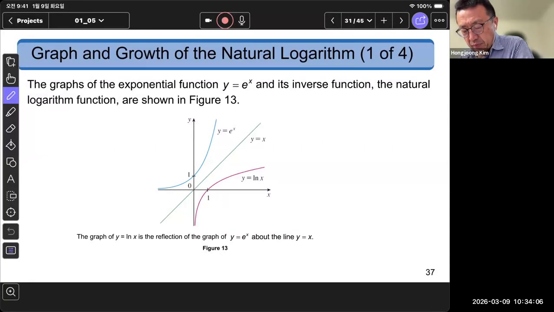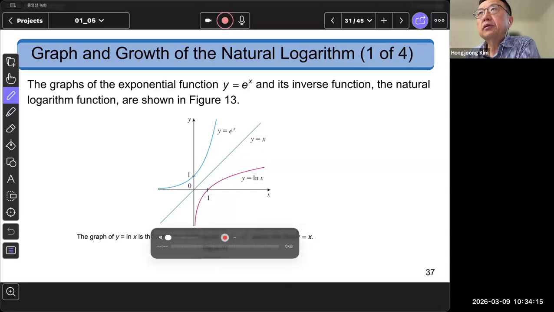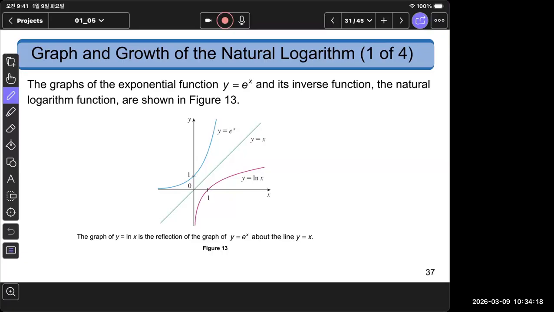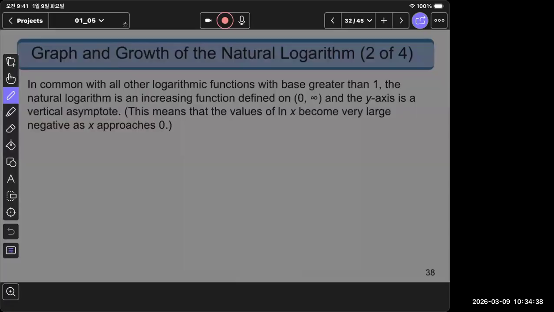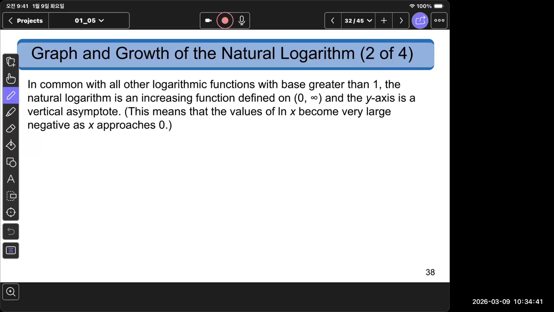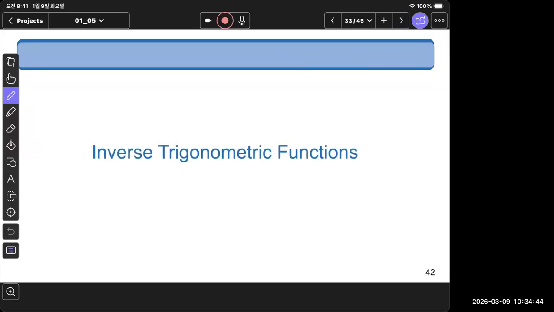And since e is greater than 1, e to the x is just an increasing function, so its inverse ln x will also be an increasing function, but the graph will be just a reflection of the exponential function. So this is the graph. Okay, so those are some properties of the logarithmic functions.